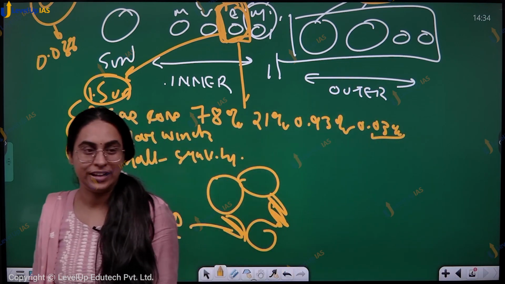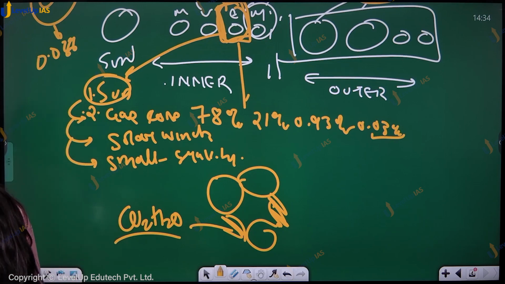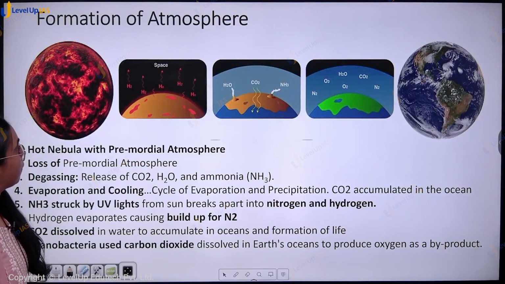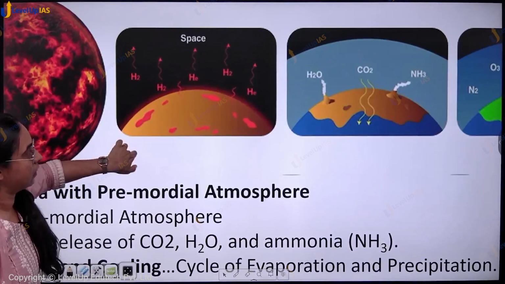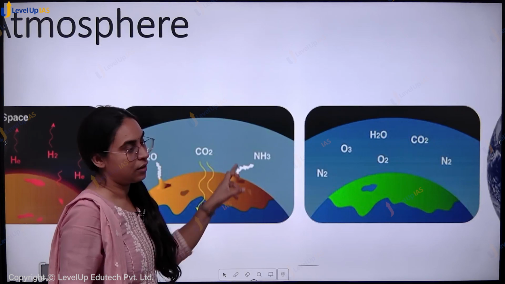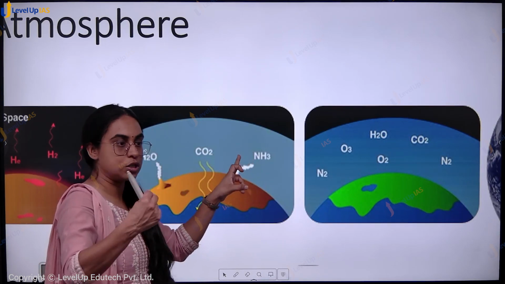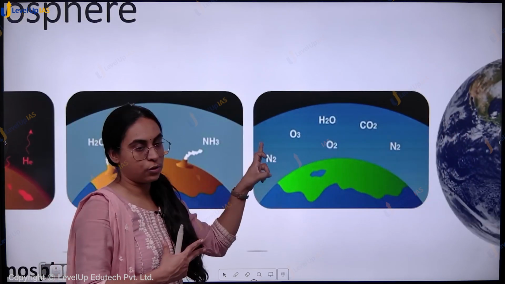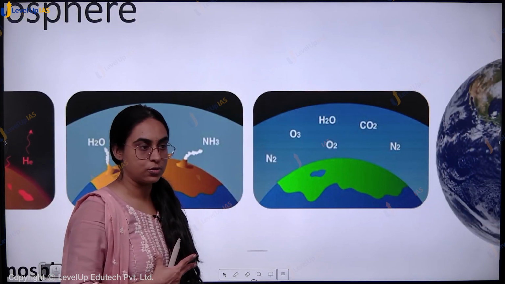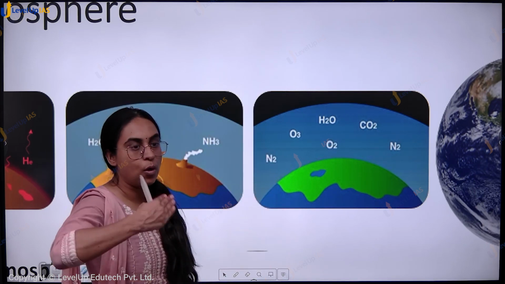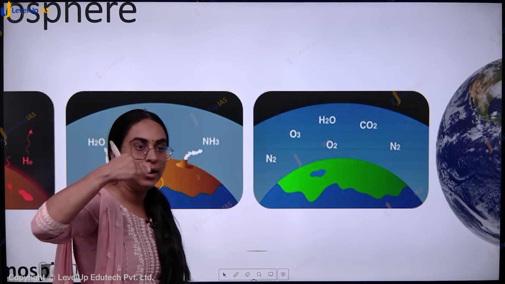सबसे important, 78% of nitrogen. Yes, ammonia was also there. There was degassing, and when there was degassing, ammonia was also there. But then ammonia, NH3, got split by the UV rays. It converted into nitrogen and hydrogen. Hydrogen, again being the light gas, escaped. Nitrogen kept on building. Nitrogen build होता चला गया.